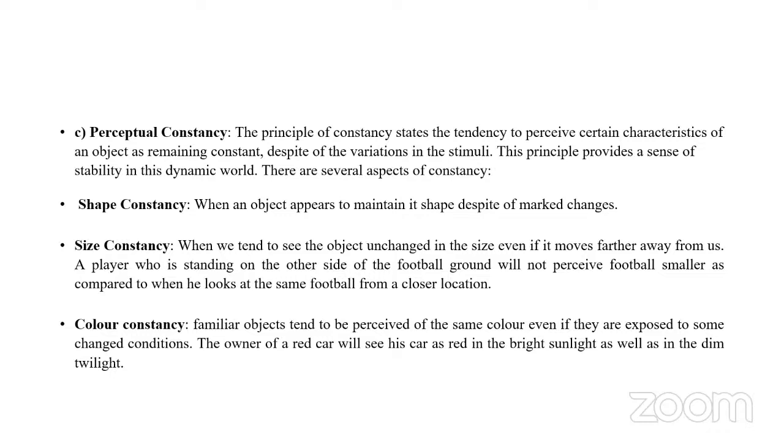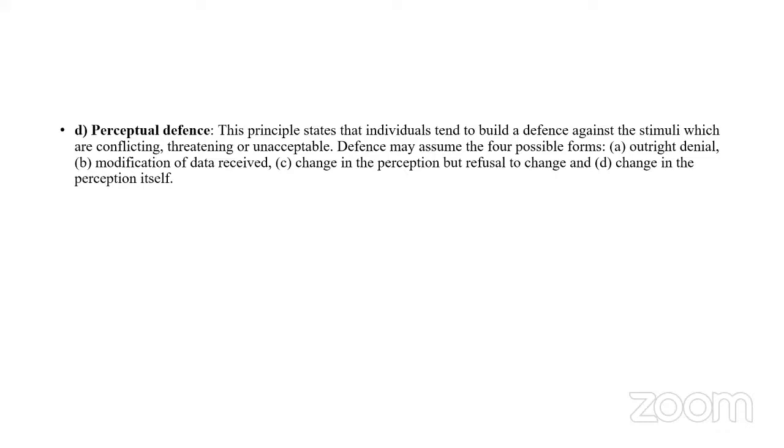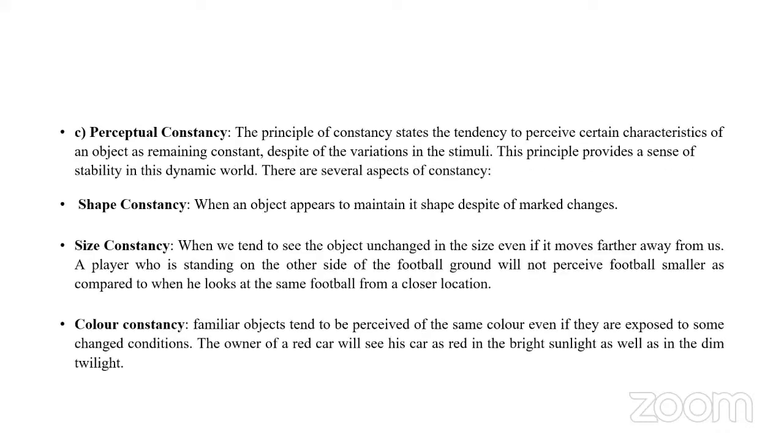Now, this concept of perceptual constancy has a lot of aspects in it: shape constancy, size constancy, color constancy, and perceptual defense. First, let us see what shape constancy is. That means an object appears to maintain its shape despite some changes. So anything that is round, or close to round, we say it is round. We don't say it is slightly distorted. We just think that it is round.